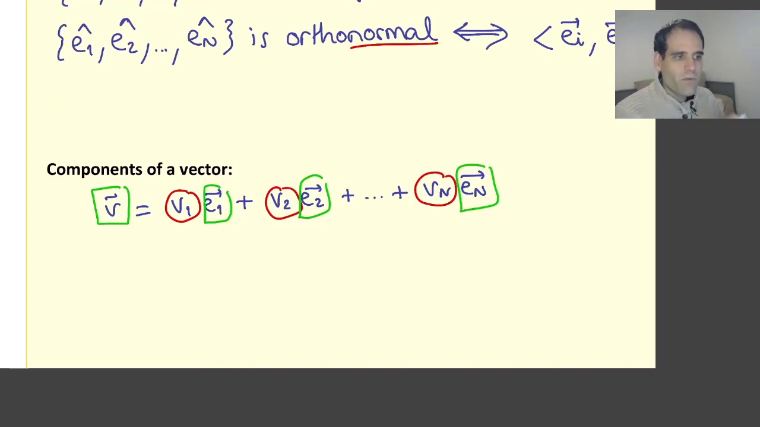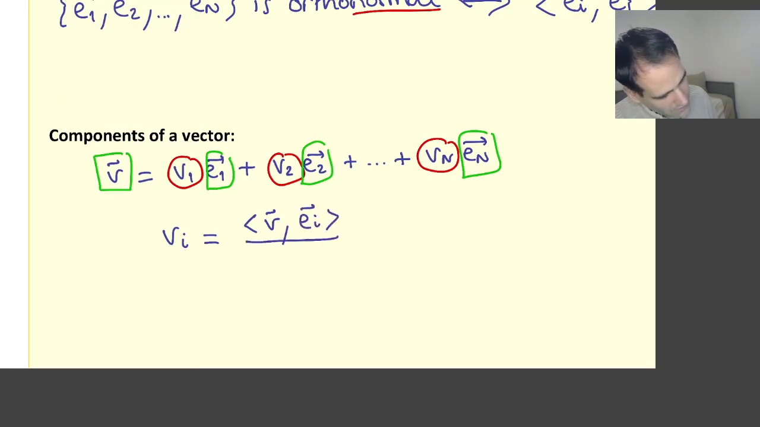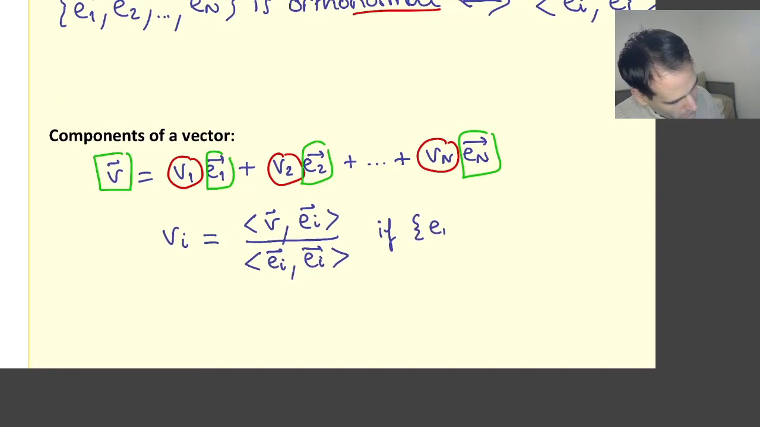So there is an easier way of doing it if the basis is orthogonal, and that's by using a recipe. And the recipe is the following. vi, so the ith component of the vector in this basis, is equal to the inner product of v with ei divided by the inner product of ei with itself. And this is true if ei is an orthogonal basis.